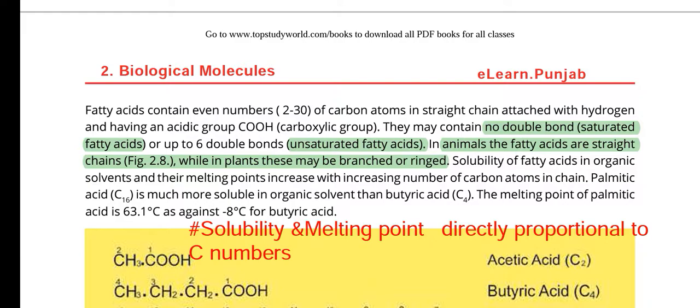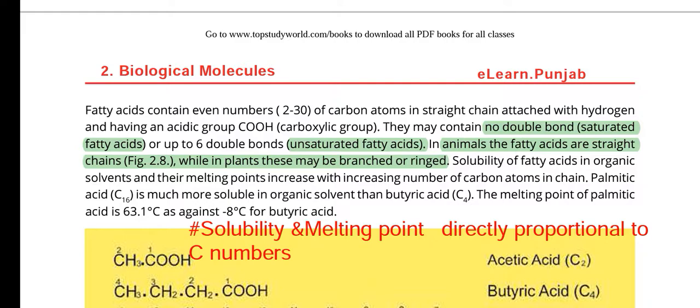And if the fatty acid in the lipid contains a double bond, we say it is unsaturated, and this lipid will be called an oil. Fats are solid at room temperature, and oils are liquid at room temperature. This is the main difference. And animal fatty acids are normally straight chain, and plant ones are normally branched or ringed.